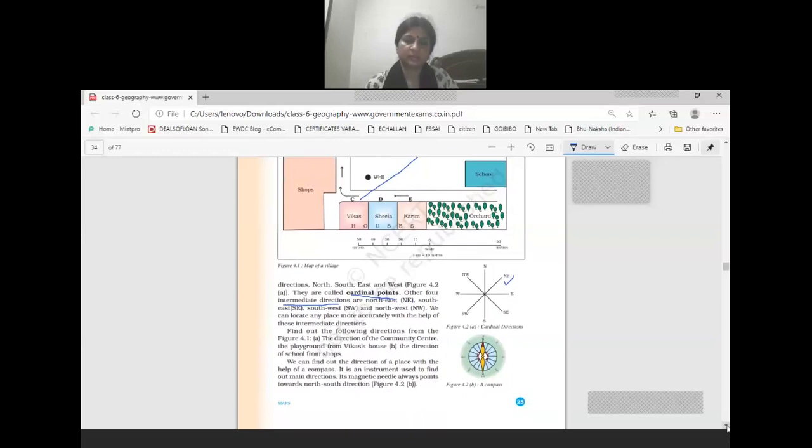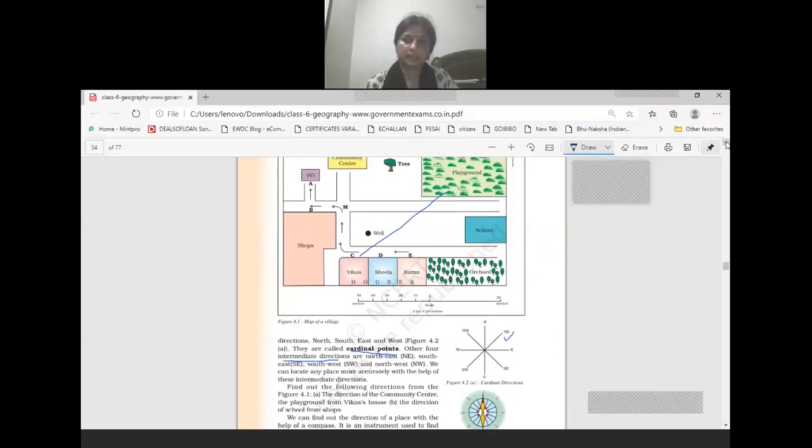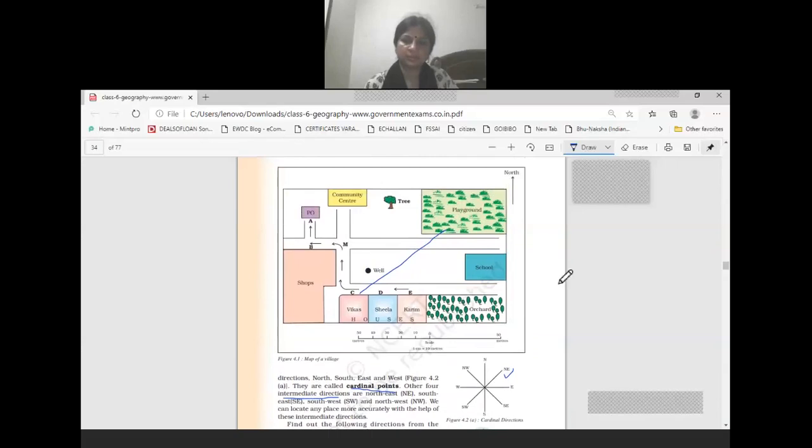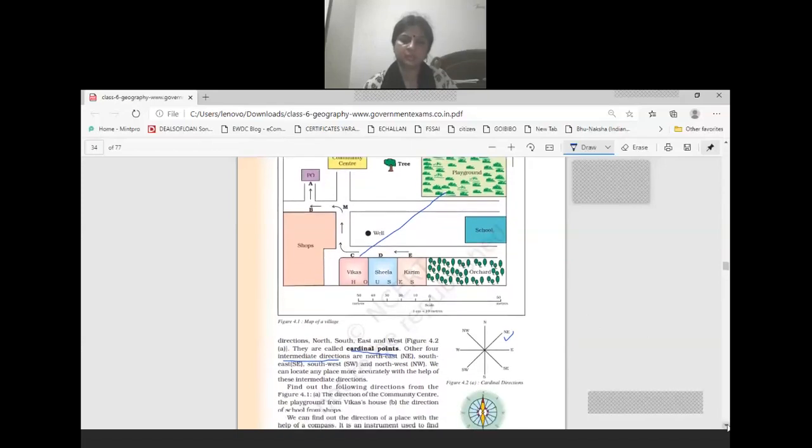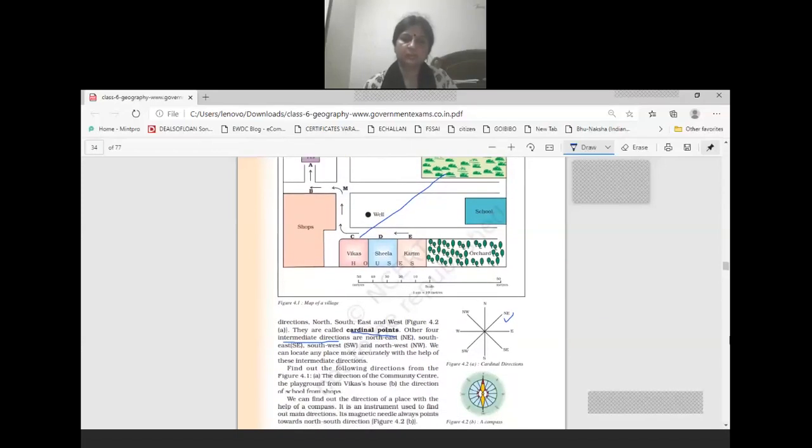The direction of a school from shops. Now we have to see the direction of the school from shops. Where is the school? First you have to locate the place. The school is here and the shops are here. So now what you have to do? You have to know the direction of the school from shops. Shops के किस direction में school है?